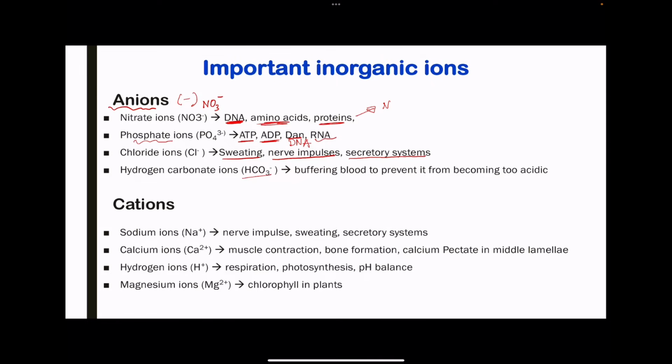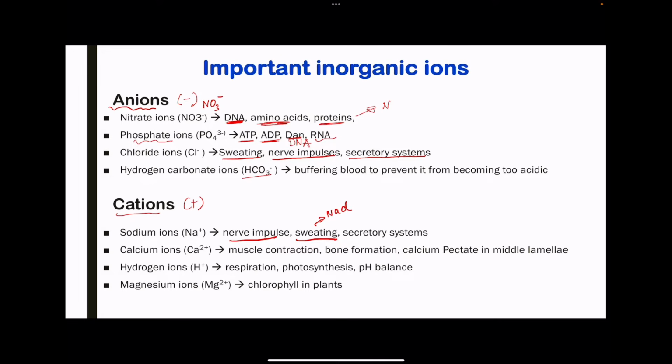The hydrogen carbonate ion is important in the buffering of blood to prevent it from becoming too acidic. When we go down here to the cations, which are positively charged, important cations, we have sodium ions. These are used in the transmission of nerve impulses. They're useful in sweating. You know, sweat contains sodium chloride. They are also used in many secretory systems.